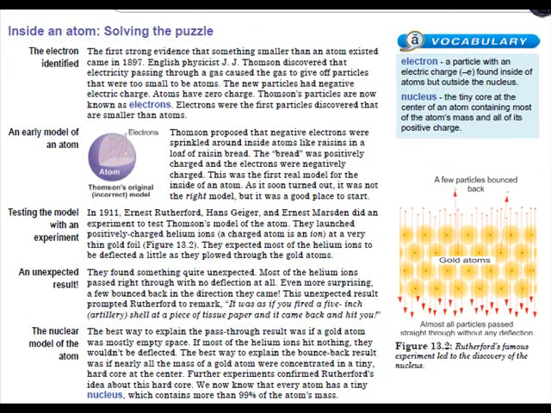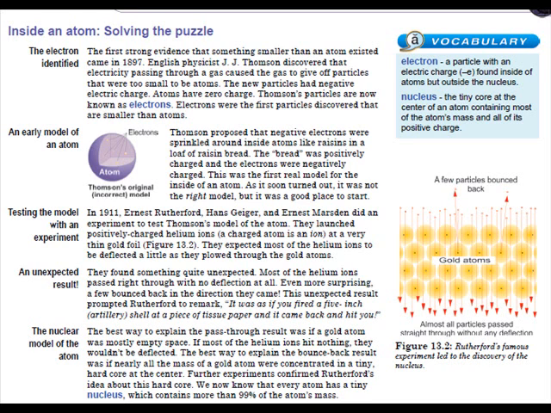Inside an atom. The first strong evidence that something smaller than an atom existed came in 1897. English physicist J.J. Thomson discovered that electricity passing through a gas caused the gas to give off particles that were too small to be atoms. The new particles had negative electric charge. Atoms have zero charge. Thomson's particles are now known as electrons. Electrons were the first particles discovered that are smaller than atoms. Thomson proposed the negative electrons were sprinkled around inside the atom like raisins in a loaf of raisin pudding. The bread was positively charged and the electrons were negatively charged. This was the first real model of the inside of an atom. As it turned out, it was not the right model, but it was a good place to start.